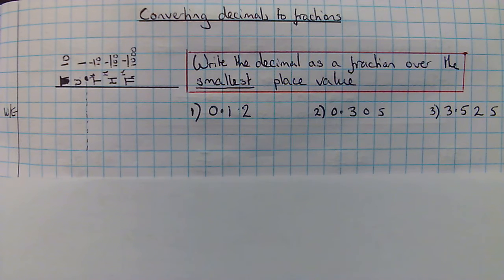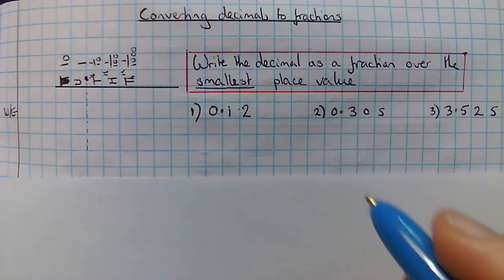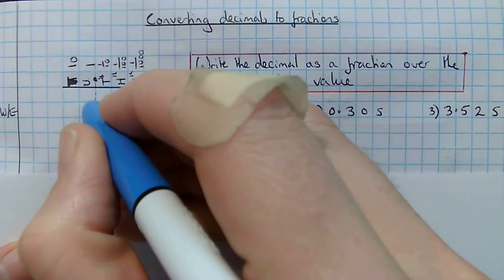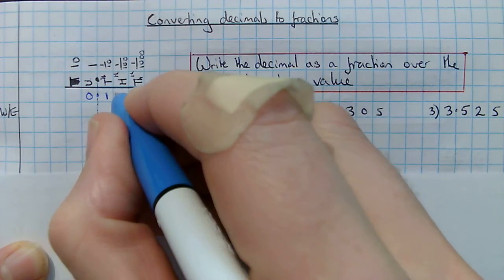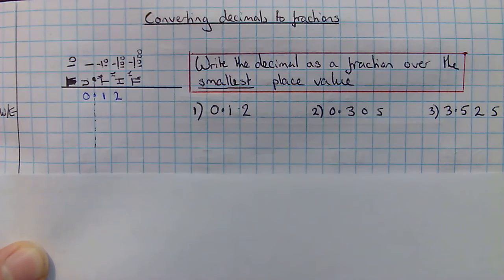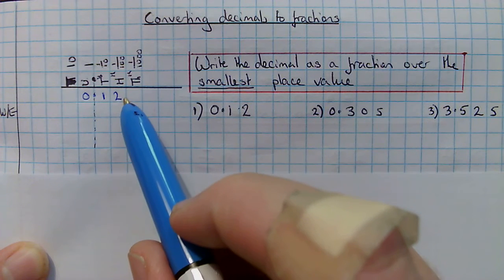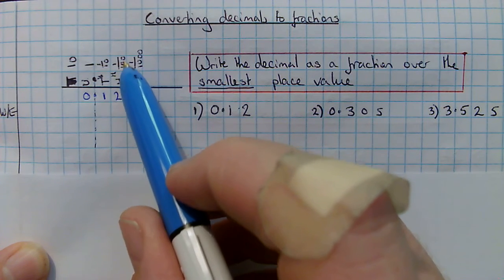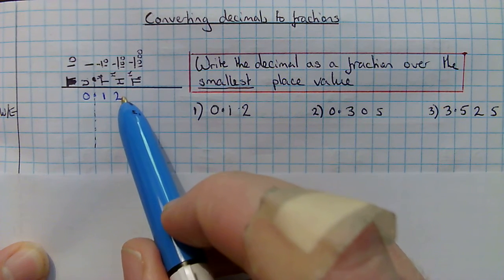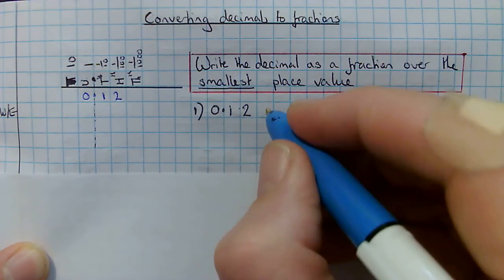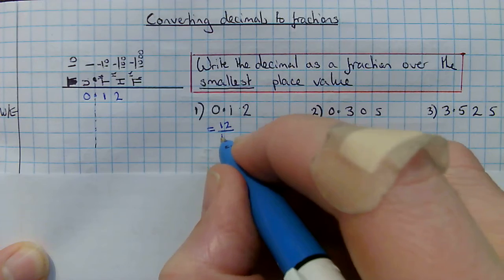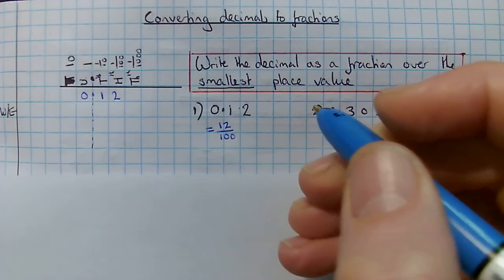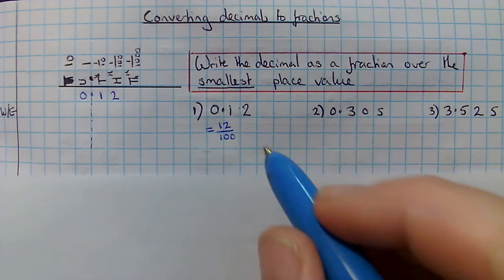For example, for the first one, I've got 0.12. I'm going to just write that in on my place value table. So there's my decimal point down here, 12. So 0.12. The smallest place value then is my hundredths. So here, counting back from there, I've got 12 out of 100. This is 12 hundredths. I now need to simplify that.